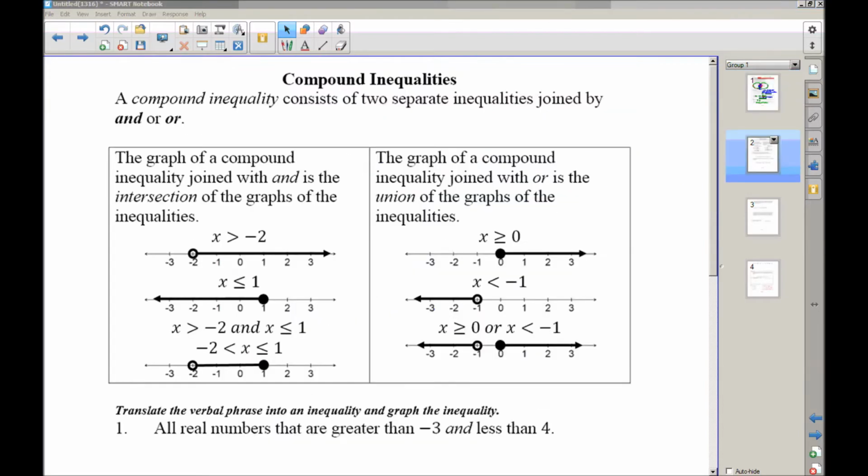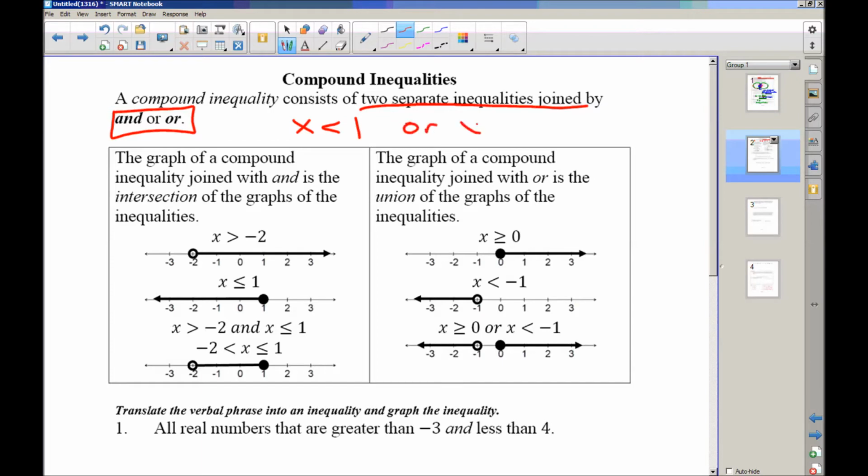Okay, on page 2 here, we're talking about compound inequalities, which extends what we just did about the Venn diagrams. So a compound inequality consists of two separate inequalities joined by an and or an or. So something like this. X is less than 1, or x is greater than 2. So we have a compound inequality because we have two inequalities, and they're joined together with this word or. And we can also join with and, so we really need to know what those and or things mean. Okay, so the and is the intersection of those two inequalities.